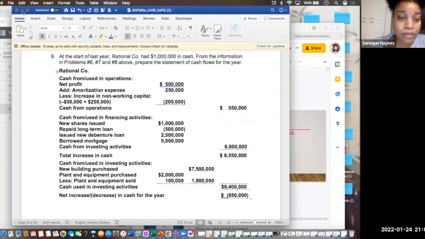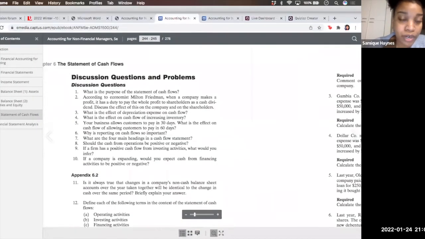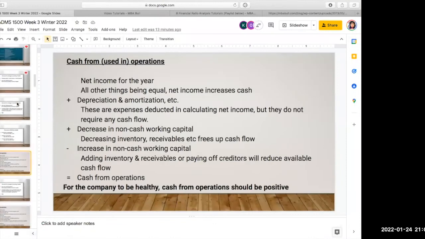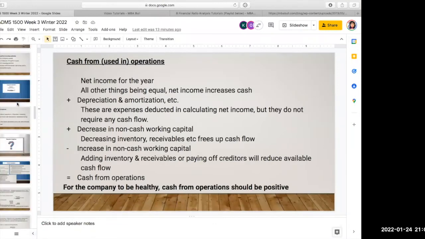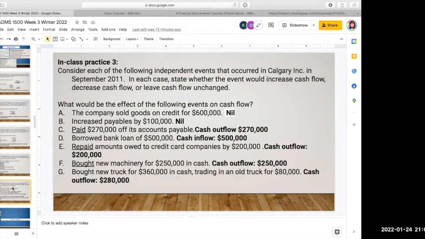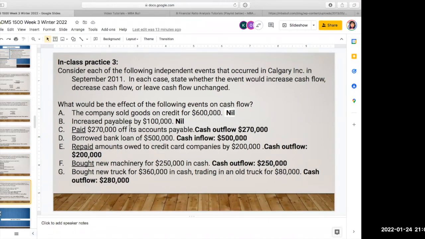So let's go back to this slide so I can clarify this question for our friend here. Hold on, pull it up quick. Okay, which one was it? Sorry. Last question. Yes, this one, the B part. So we increased our payables by $100,000. So cash will not increase.